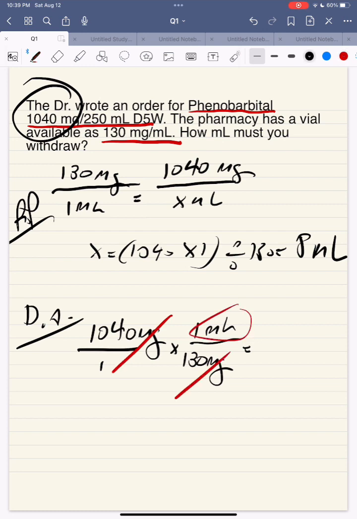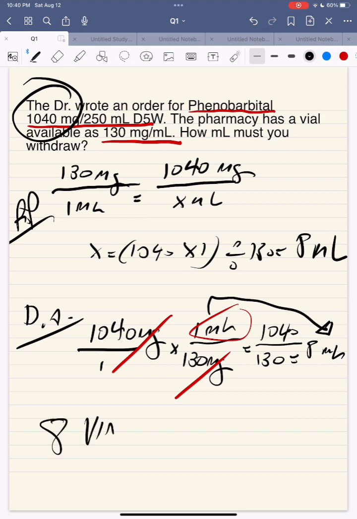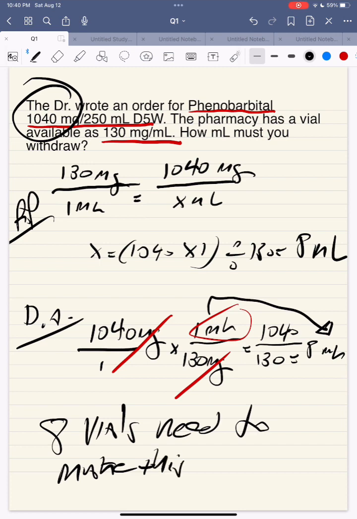So 1,040 divided by 130, again, is equal to 8 milliliters. And you're going to need 8 vials. And as you see, the milligrams cancel out, you're only left with milliliters. You're going to need 8 vials to take with you into the IV hood to make this prep. So simple ratio proportion or dimensional analysis. Easy problem.